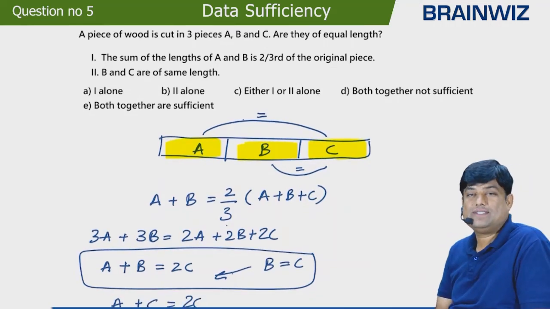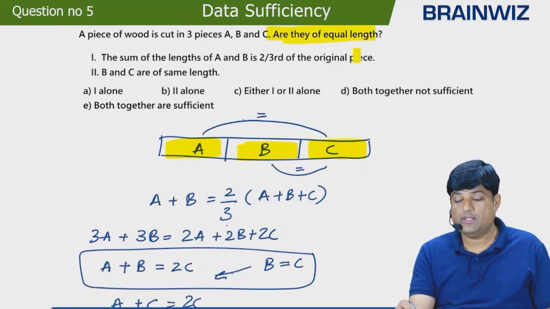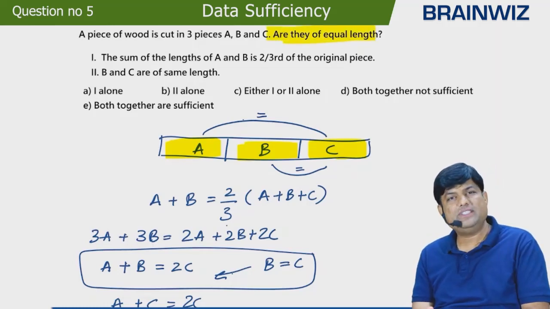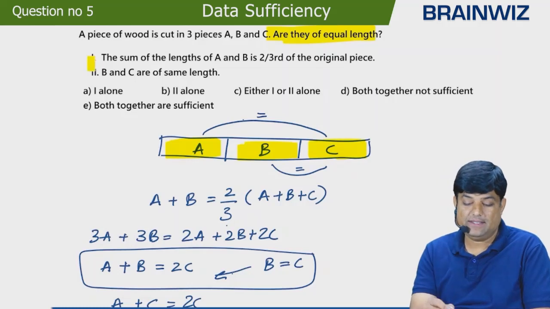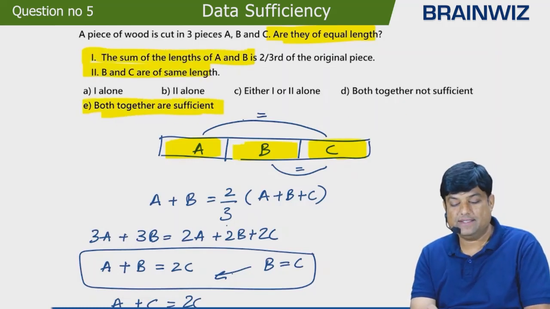The question he asks you is, are A, B, C all equal length or not? Yes, they are equal length. Then which data is sufficient to answer this question? I think statement 1 and statement 2 both are sufficient. Then we can say that the answer is E.